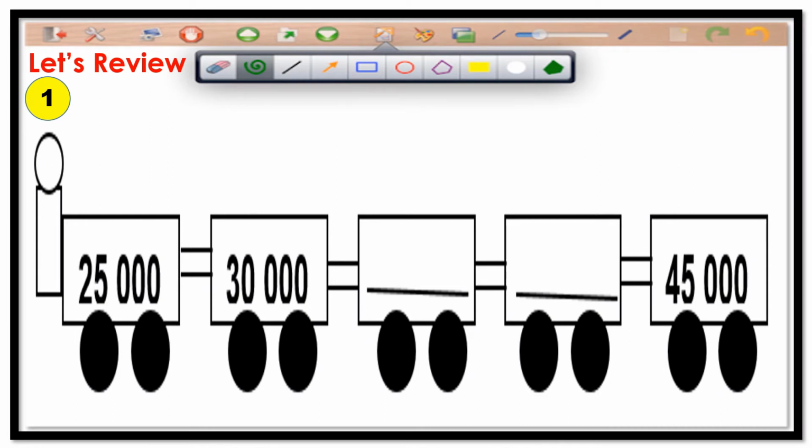So skip counting tayo. 25,000, 30,000. Ano kaya ang kasunod ng 30,000? And the answer is 35,000. Very good. Kasunod ng 35,000? The answer is 40,000. And then 45,000. Ang galing-galing.